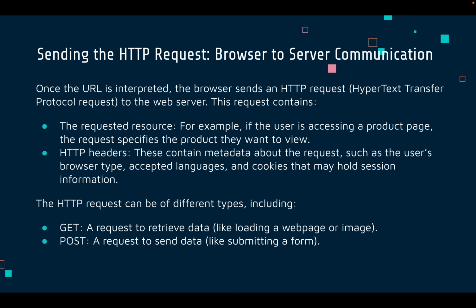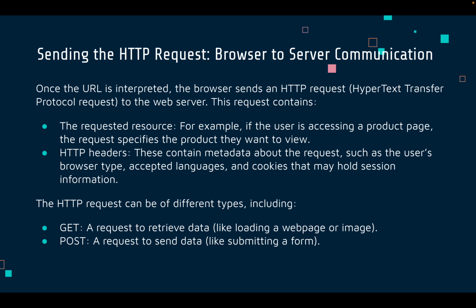Once the URL is interpreted, and we're going to break down that interpretation in the coming lessons, it sends an HTTP request, like I said, Hypertext Transfer Protocol, to a web server. Here's what that HTTP request contains. Two things. The requested resource, so if it's a product page, like if you're clicking on a menu and you're clicking shoes, clothes, let's just think of an e-commerce one. Shoes, it will pull the product page, that requested resource for all the shoes.